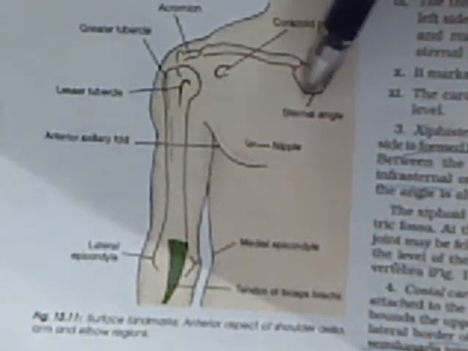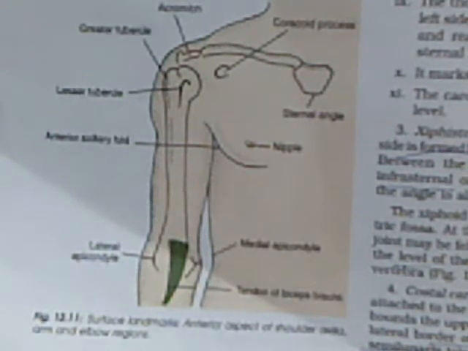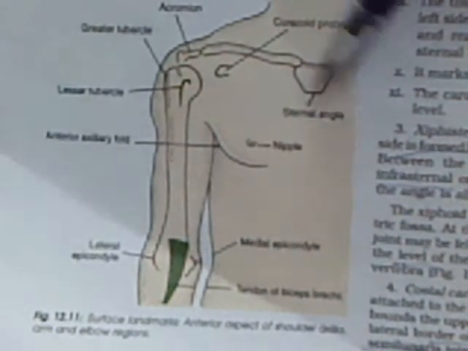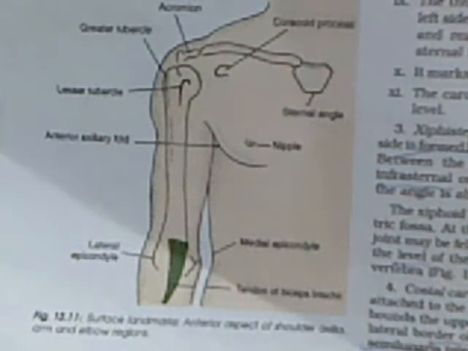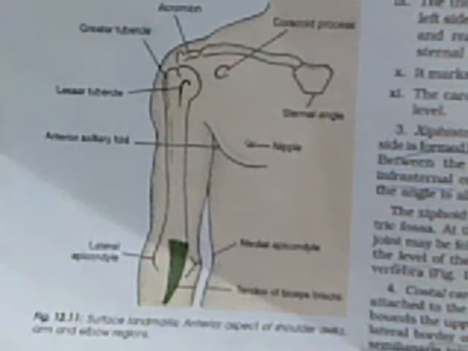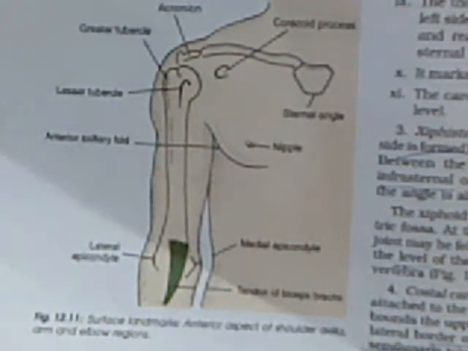The sternal angle of Louis is the manubriosternal joint and lies at the level of the second costal cartilage anteriorly. So it lies at the level of the second costal cartilage anteriorly, and the disc between the fourth and fifth thoracic vertebra posteriorly. So if we trace behind, we are going to get the disc between the fourth and the fifth thoracic vertebra, the intervertebral disc.